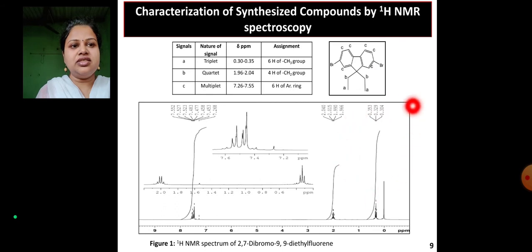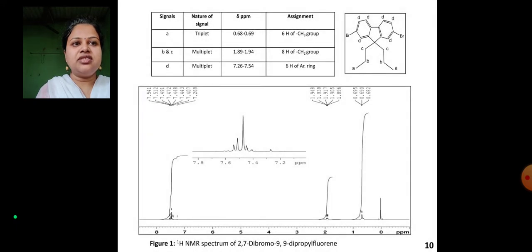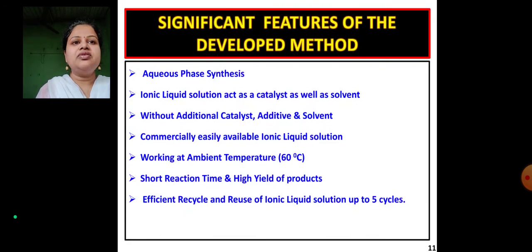This is a 1H NMR spectrum of the 2,7-dibromo-9,9-diethylfluorene, and this is another slide which shows the NMR spectrum of the 2,7-dibromo-9,9-dipropylfluorene molecule. Now, a significant feature of the developed method is that it is a completely aqueous phase synthesis. The ionic liquid solution acts as a catalyst as well as solvent, hence there is no need for additional catalyst and additives. It is a commercially available ionic liquid solution.